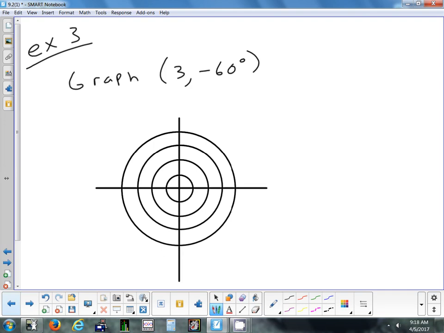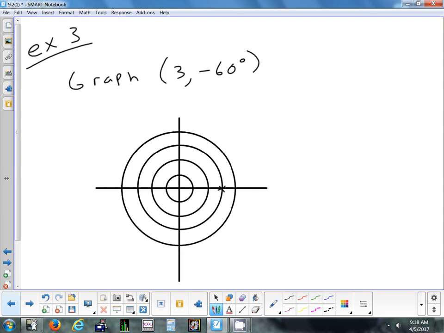Okay, this time we have a positive radius and a negative angle. John, can you tell me the first step to graph this one? Mark 3 on the graph, to the right. Yep, go to the right 3.